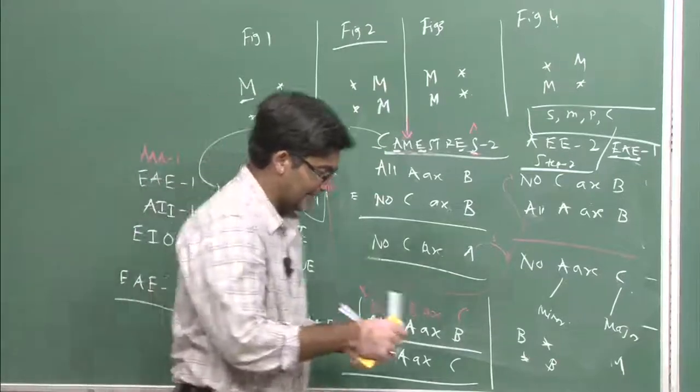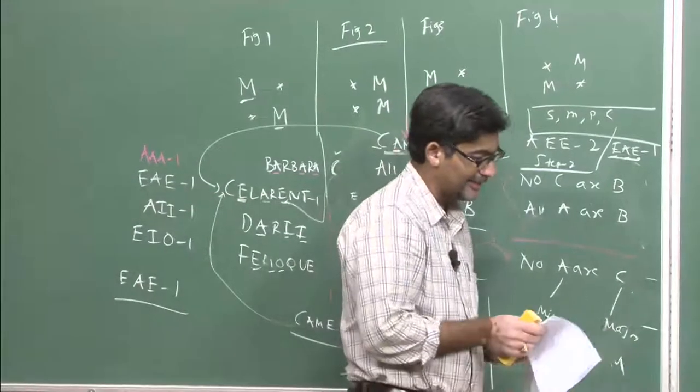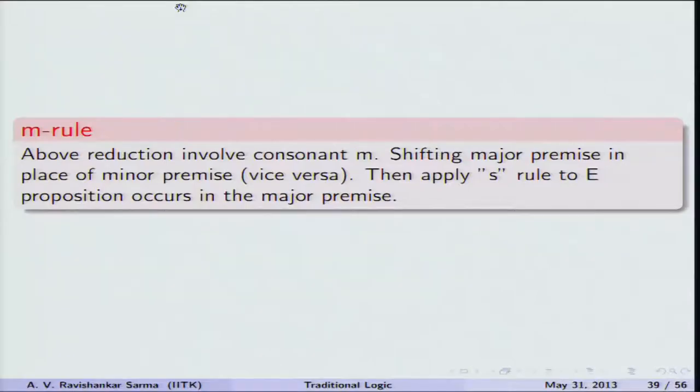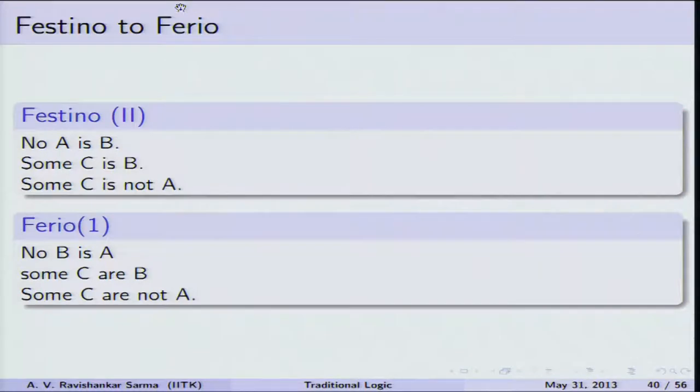There are some other examples which we can take into consideration. These things can be reduced to this particular kind of thing. So this is the M rule. The M rule tells us about shifting the major premise into the place of the minor premise. Then we apply the S rule to the E proposition which occurs in the major premise, which is what we did in the case of Cesare.